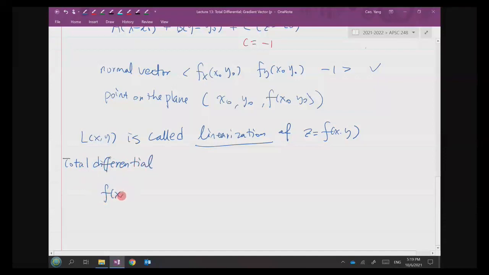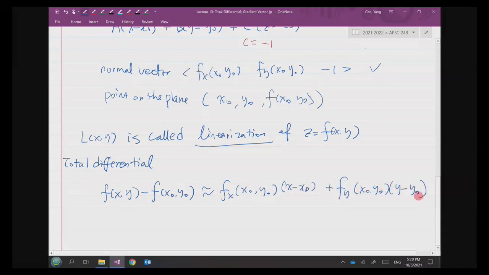So f(x,y) minus f(x₀,y₀) is approximately fx(x₀,y₀)(x minus x₀) plus fy(x₀,y₀)(y minus y₀). All right, so I didn't do anything, I just moved one term to the left side. All right, so what do we end up with here?